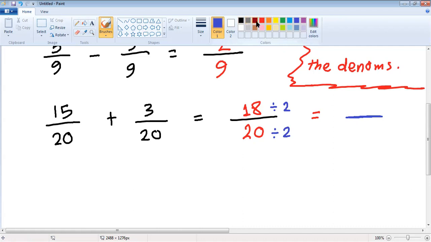What is the new fraction? 9 over 10. Okay, now we get 9 over 10. Can we find 9 over 10 in the simplest form another time? No, we can't. So 9 over 10 is in the simplest form. Thank you, Yusuf.